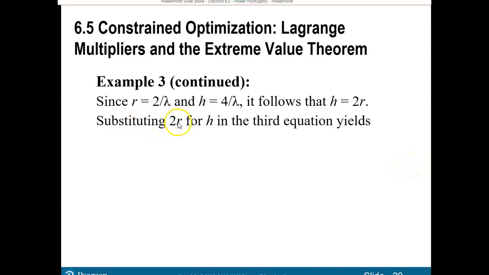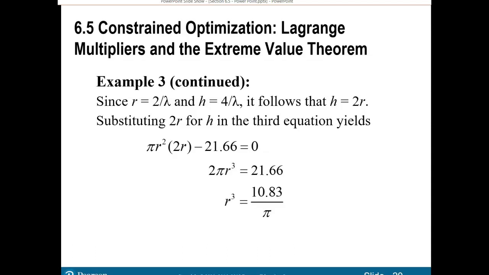So substituting 2r for h in your third equation, 2r is equal to h, we're plugging that into our constraint. Pi r squared times, instead of h, 2r, minus 21.66 equals 0. So the first term becomes 2 pi r cubed. Move the 21.66 to the other side. Divide by 2 pi, which gives you 10.83 over pi equal to r cubed. And then cube rooting that number is about 1.51 inches for r.